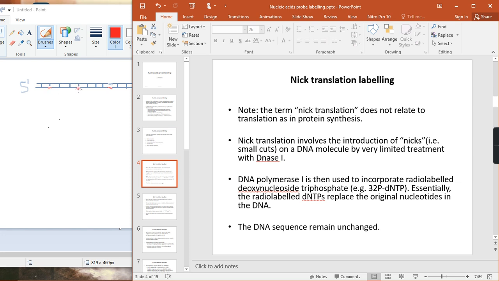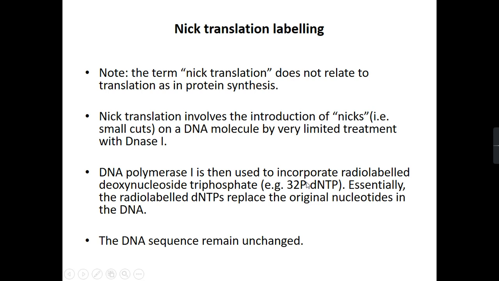If here is T, here will be A, in that order. So basically that is how nick translation labeling is done. We will have our nicks, that's our small cuts.